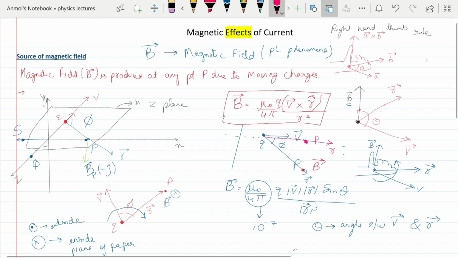So let's suppose this is the R dash vector. In this case, V and R are in the same direction. So here, in this case, your phi will become 0, and if phi becomes 0, then I can see from this formula that sine theta will give me 0 and the magnetic field will be 0. So always remember this along the line of motion.